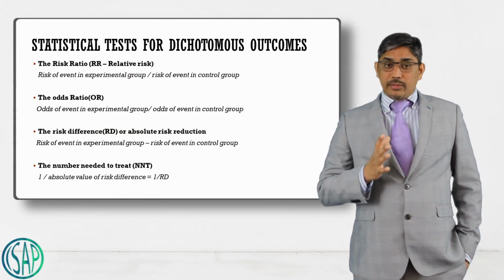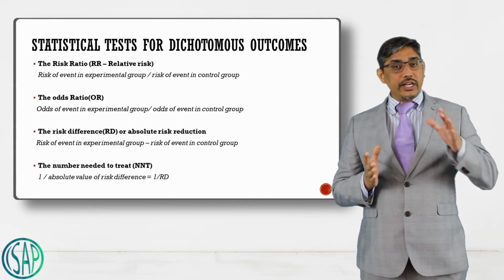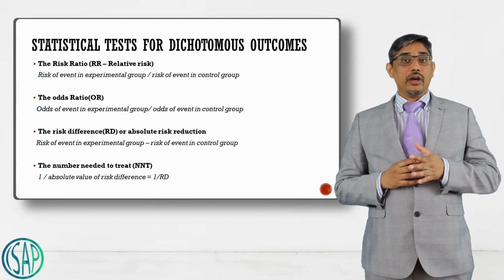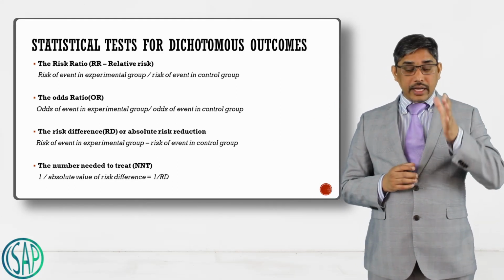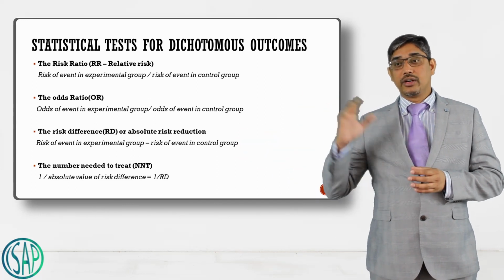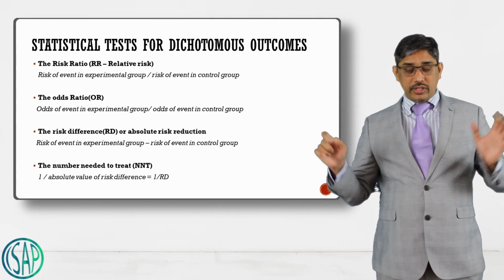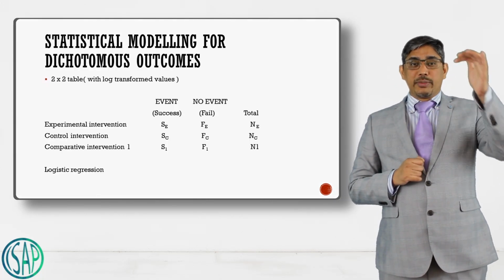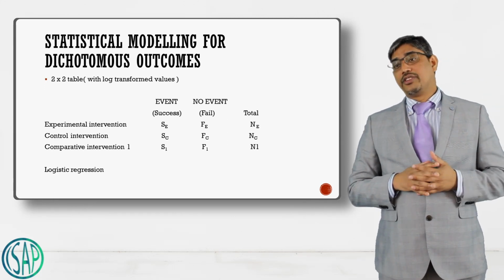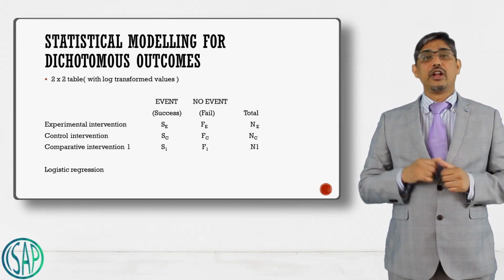To do statistical modeling for dichotomous outcome, as we know, we can only divide whether an event happened or not. So if an event happens, that is counted as a success. If the event hasn't happened, then that is counted as a failure. So what you need to do is draw a 2 by 2 table: experimental, control, and any other comparative intervention you want to do. So divide them into event and no event.